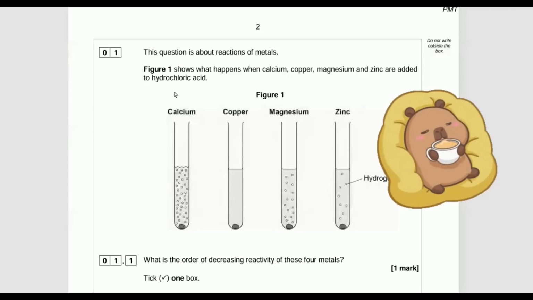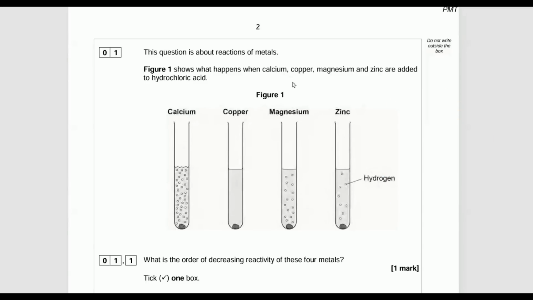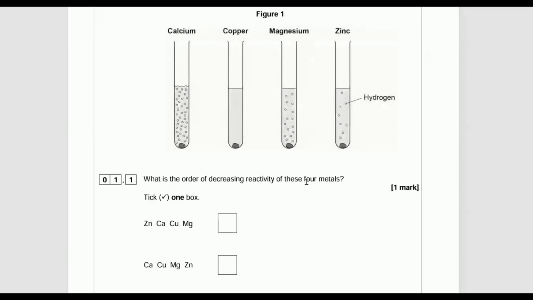This question's about the reactions of metals. Figure 1 shows what happens when calcium, copper, magnesium, and zinc are added to hydrochloric acid. What is the order of decreasing reactivity of these 4 metals? So you can see we've got 4 metals in test tubes. They've been mixed with hydrochloric acid and we got bubbles, and it tells us these bubbles are made of hydrogen gas. They're coming off. So it asks us for the decreasing reactivity.